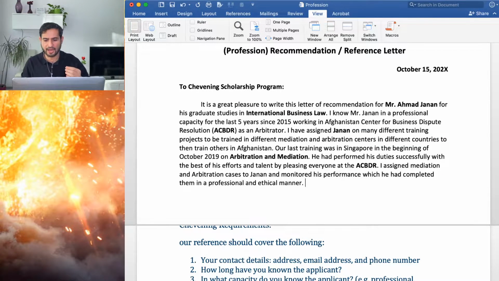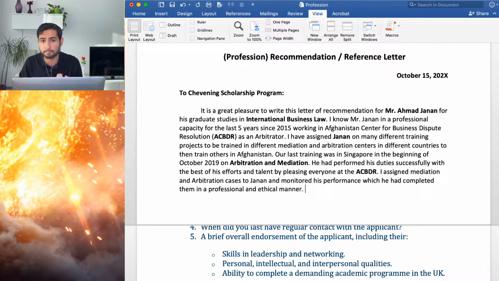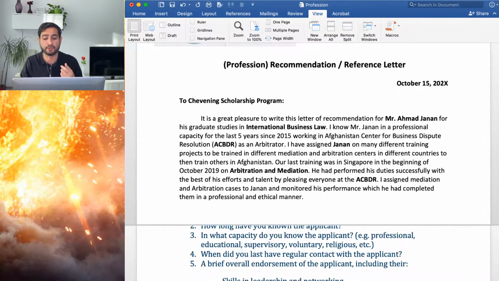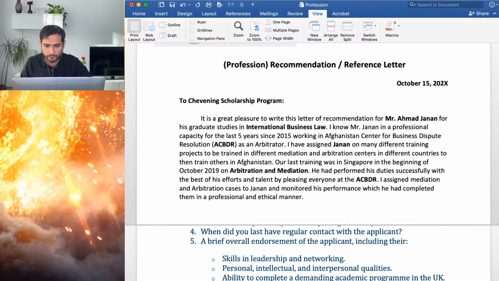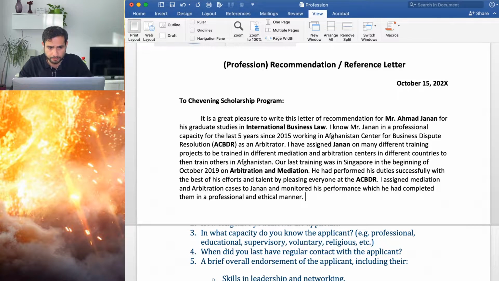So you see how coherently I try to use or explain his ability to complete a demanding academic program, that he is good. Personal, because I talk about his ethical manner. Intellectual, I said because he was good, he was learning, he was teaching others. And interpersonal qualities. So I try to combine them all together and describe how good he is doing based on the requirements of the Chevening. So this is good. I like it so far, because I talk about him as well, how good a person he is.